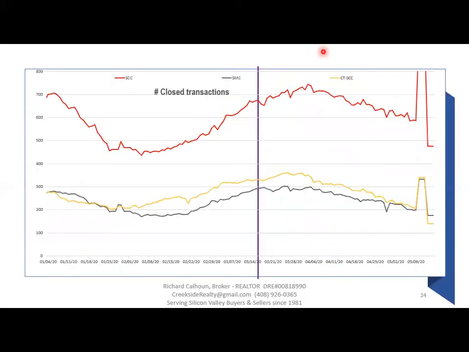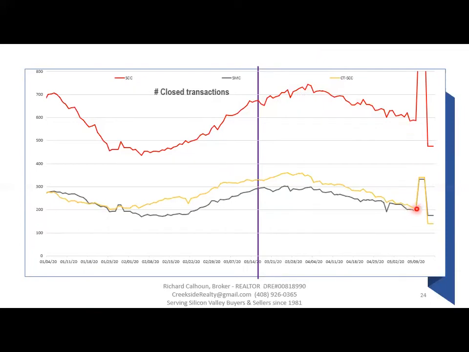Now we're moving to closed transactions. For closed transactions, you have the duration of escrow, which is roughly about 30 days now. And that's why, after shelter in place was announced, closed escrows actually continued to go up for a while, then they leveled off. And then finally they're starting to trail down now because the number of offers went down, and now that's resulting in lower closed sales.